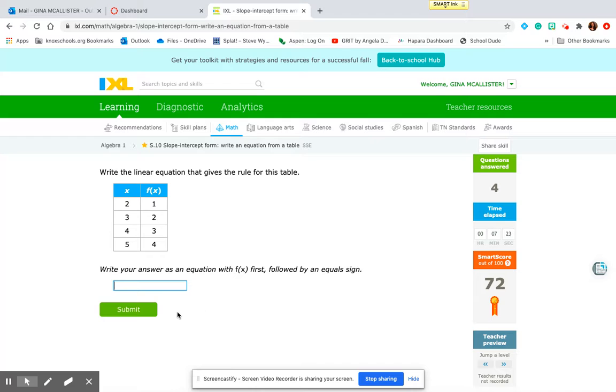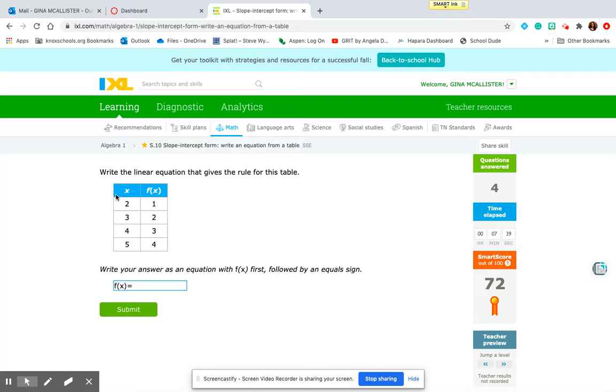This part you have to do both. You actually have to write f of x. If you don't write your f of x equals, it's going to tell you it's wrong. And it tells you that here. Write your answer as an equation with f of x first, followed by an equal sign.